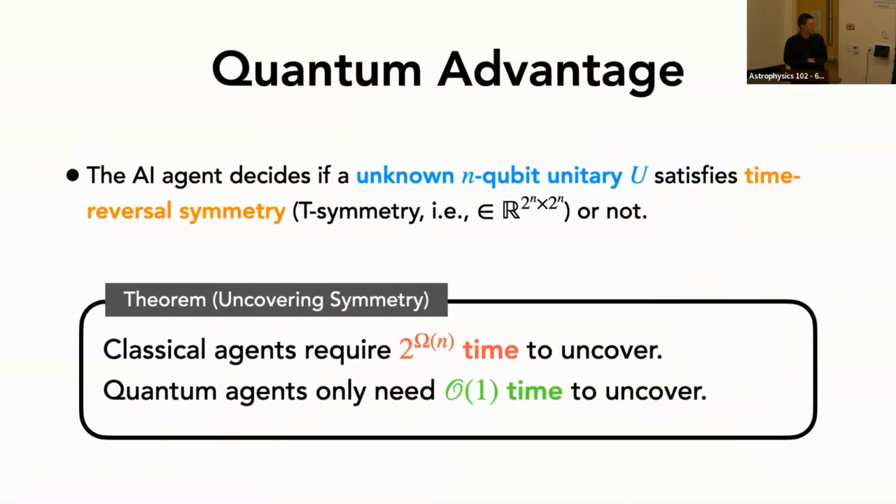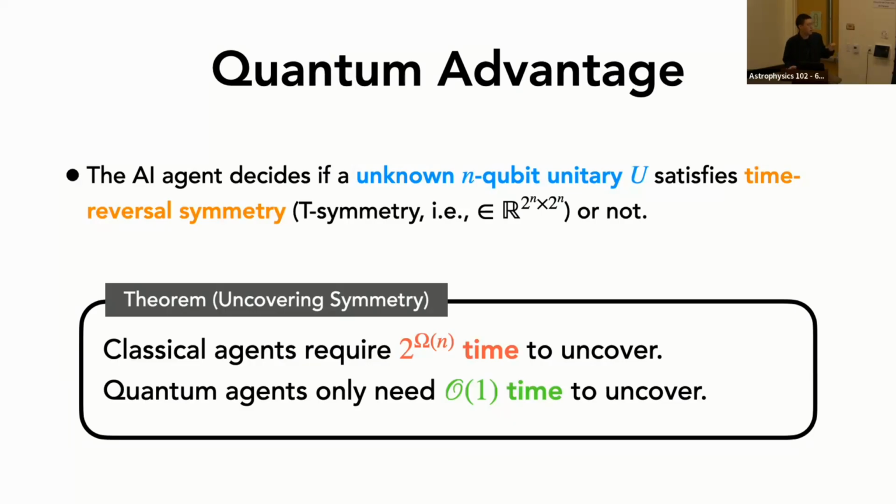But yeah, another example of quantum advantage that was identified in our earlier works is the following. It's about learning properties of an unknown unitary. So in this setting, we can imagine that in the physical world, there's some unknown physical process that's just happening there. And let's say it's an n-qubit unitary dynamics. And the AI agent is trying to decide whether this unitary satisfies time reversal symmetry or not. So it basically just means whether that unitary is all real numbers, or it has some imaginary part.